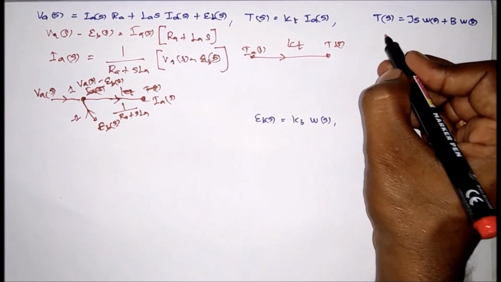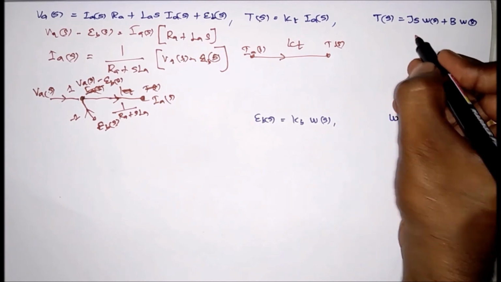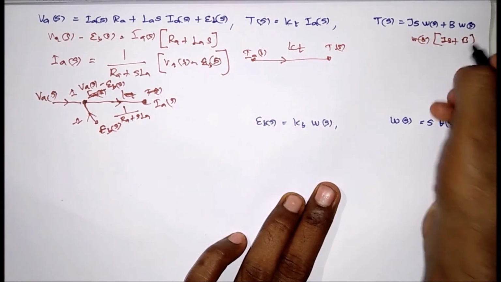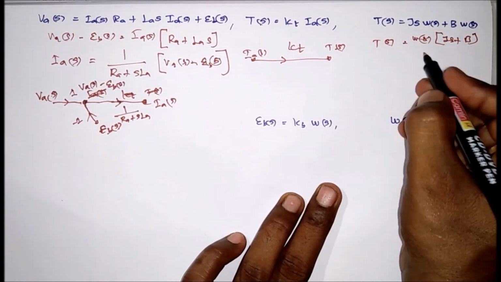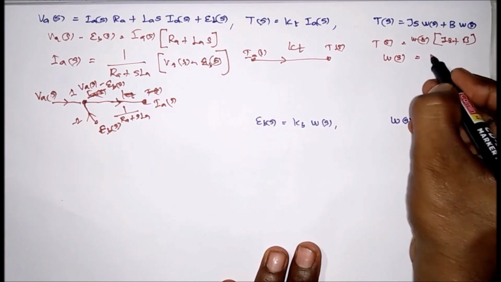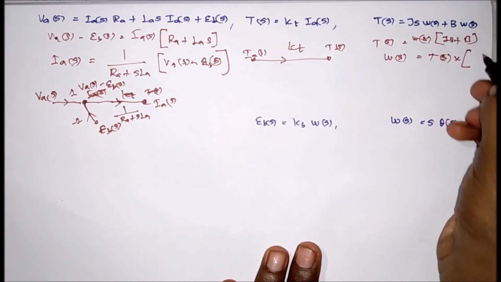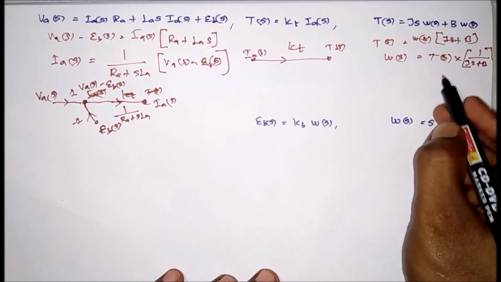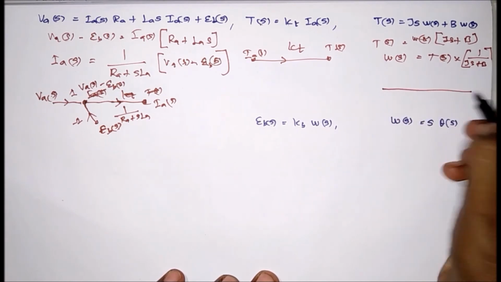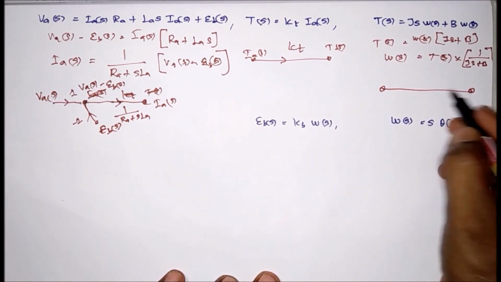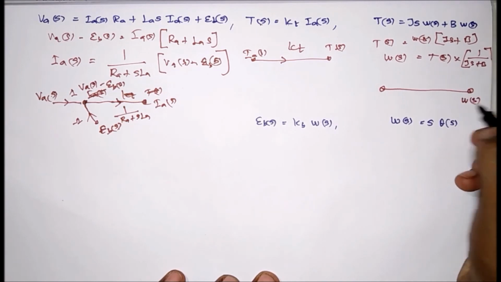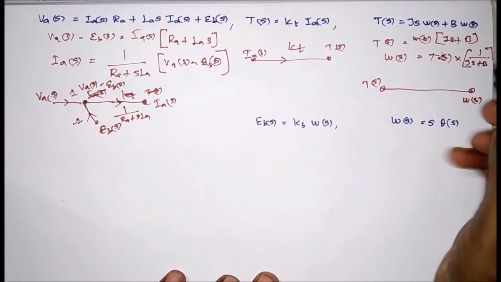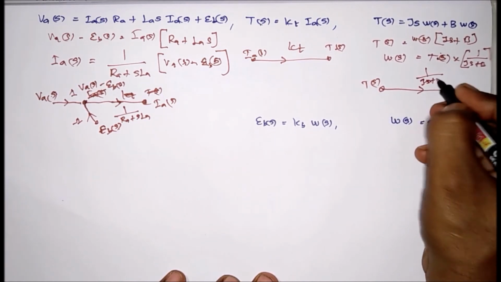According to the third signal flow graph, we can take omega s outside. Omega s equals Js plus B, T of s. So from this, omega s equals T of s into 1 by Js plus B. Now from this we can draw. This is the output. We can consider there are two nodes in this graph. The output is omega s, the input is T of s. Therefore output omega s equals T of s into 1 divided by Js plus B.